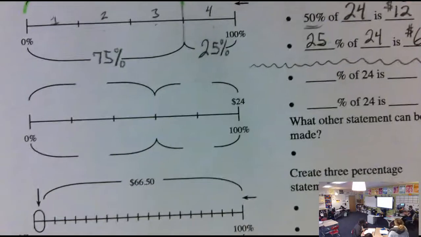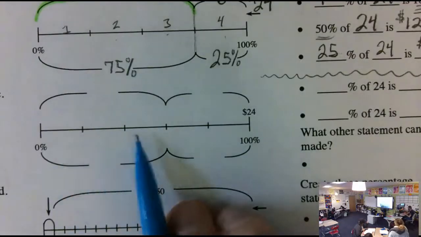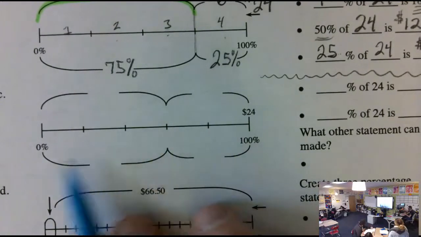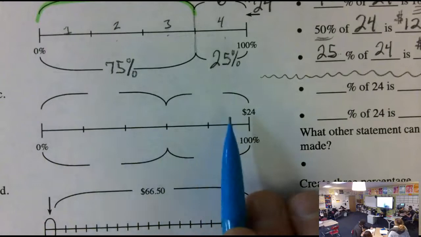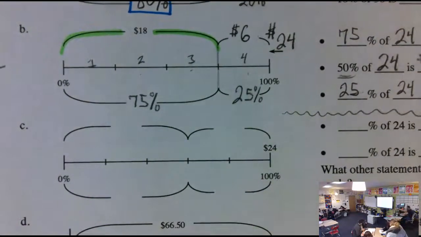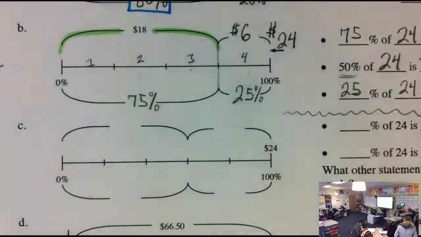Careful. How many sections is this line broken up into? 5. There are 5 sections here. So be careful. Go ahead and keep working. No, it doesn't really matter. I dropped time, guys.